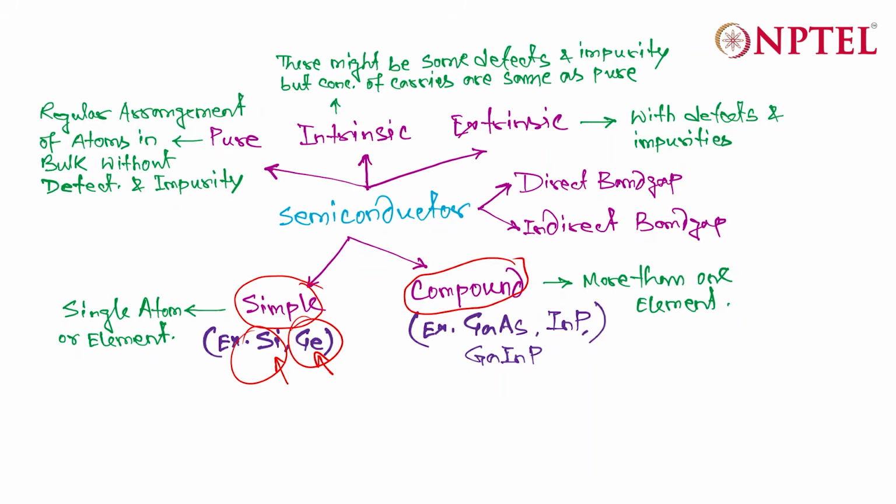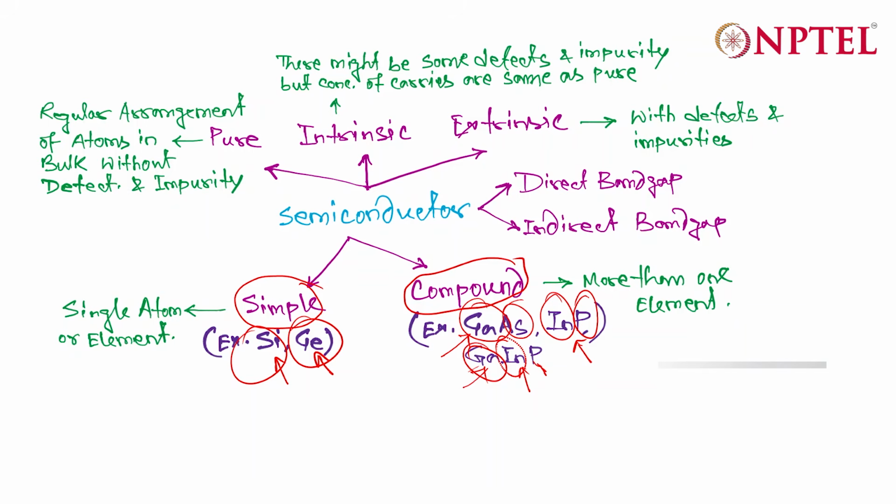Then we have compound semiconductors, where more than one element is present. For example, gallium arsenide, which has gallium and arsenic. Indium phosphide, which has indium and phosphorus. Then we have gallium indium phosphide, which has gallium, indium and phosphorus.